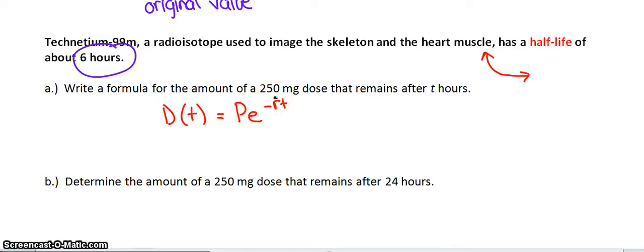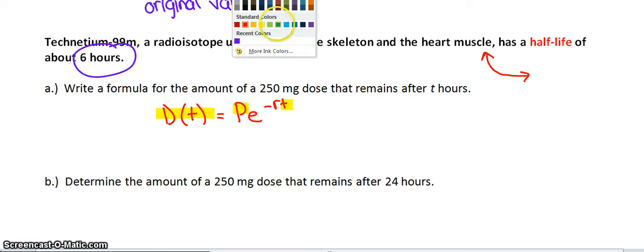Now, I do not know my rate, so I don't know how fast it's changing over these 6 hours. I just know that the time is 6 hours. So before I can write my equation, I'm going to have to do something to solve for my r. If I want to solve for my r, I need to plug something in for every other variable. So I need to plug in something for t, p, and d of t.